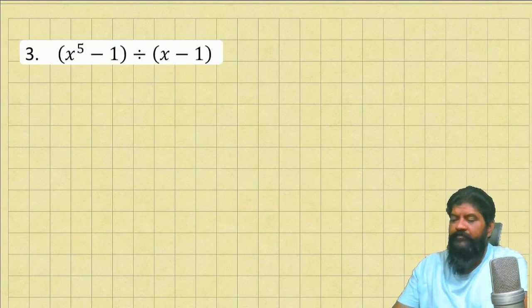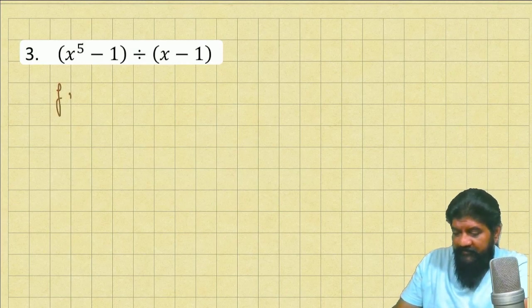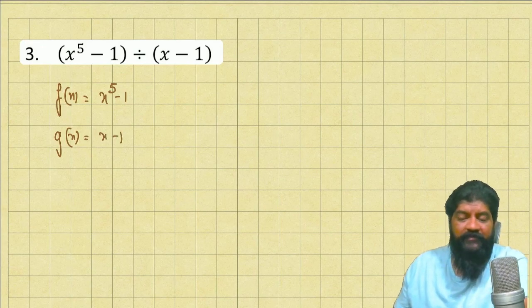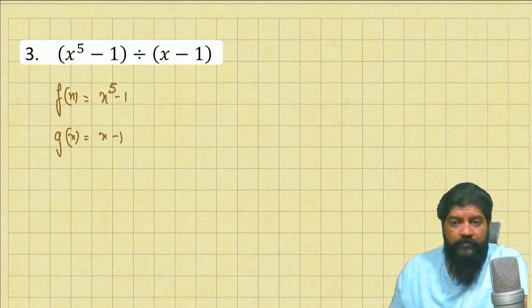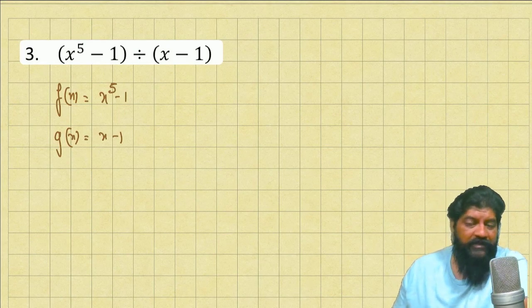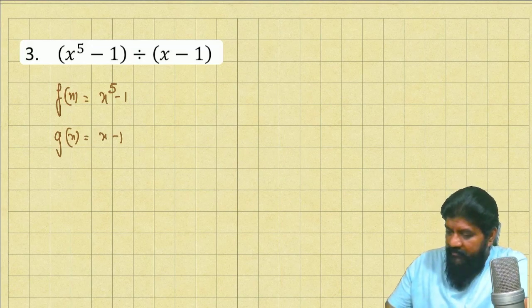Okay, so let me take this as f of x, which is x to the power of 5 minus 1, and I'm going to take g of x as equal to x minus 1. Now, if I substitute the value for x is equal to 1 in f of x, then I get a 0. So I directly know that 1 is going to be the significant number for me. However, what am I going to do? Let's go for the synthetic division method.